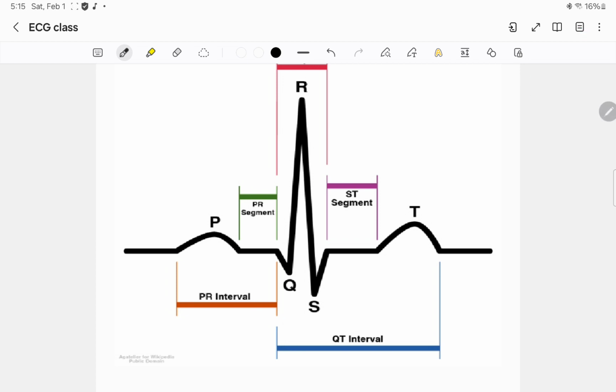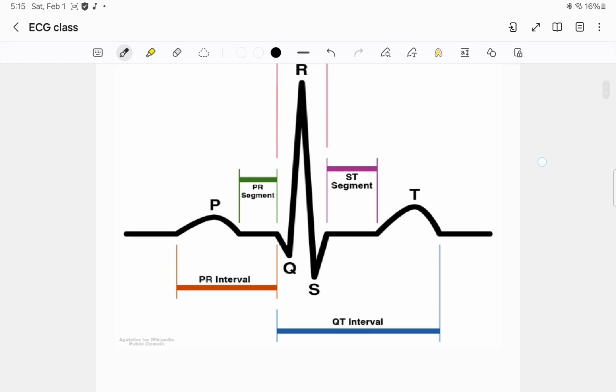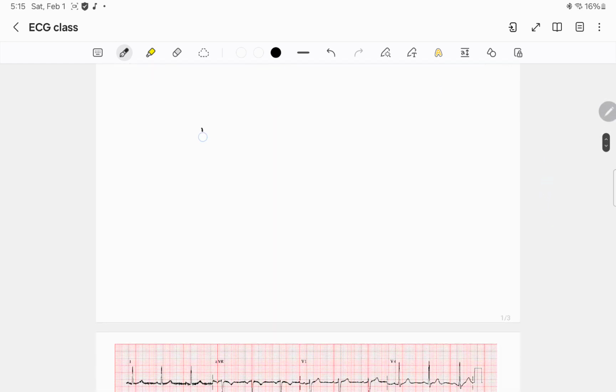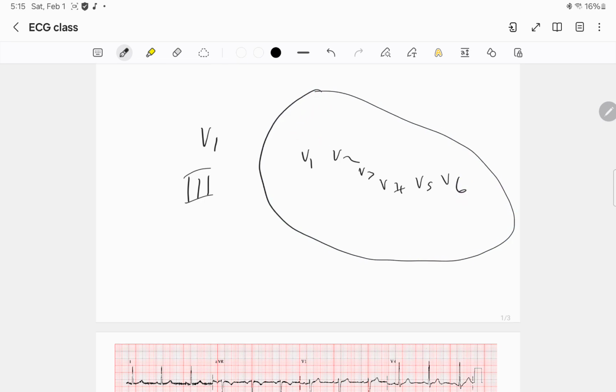So in terms of the T wave being upright or inverted, there are some leads in which inversion can occur normally, and these are leads V1 and lead 3. The reason for this is that these leads are more rightward. If we look at the diagram of the precordium, we can see that V1 is more on the right side of the heart.